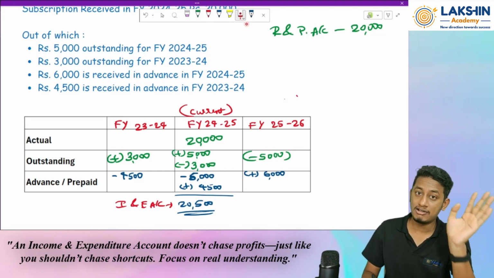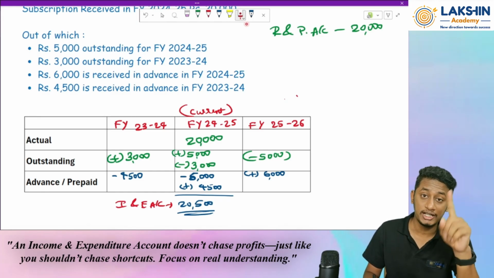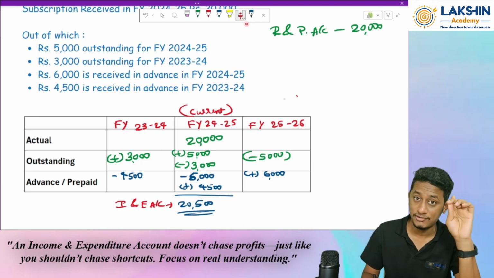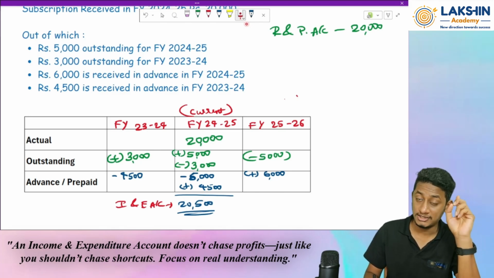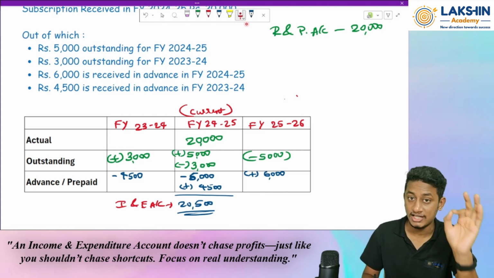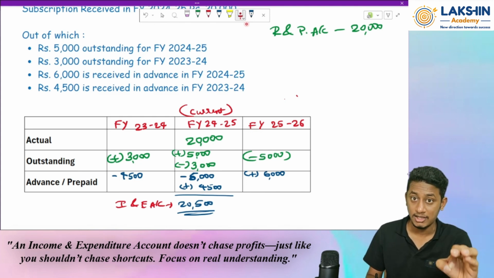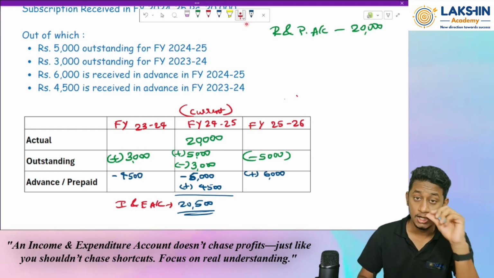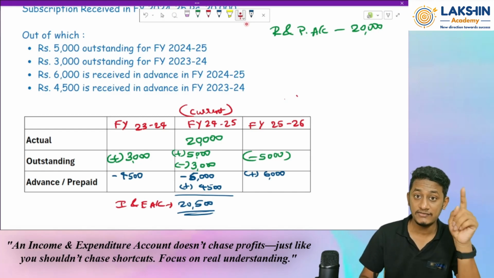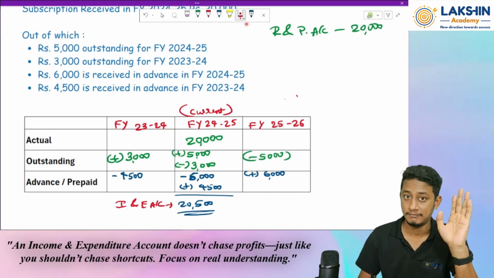Clear? So depending on outstanding or advance, you need to take it to the balance sheet, just like we used to do in the P&L account of the sole proprietor. Same logic applies over here also. If there is outstanding subscription receivable, that means we are supposed to receive an income in the next financial year. So it will be an asset. Whereas if we receive any advance, it is a liability. Clear? Fine.